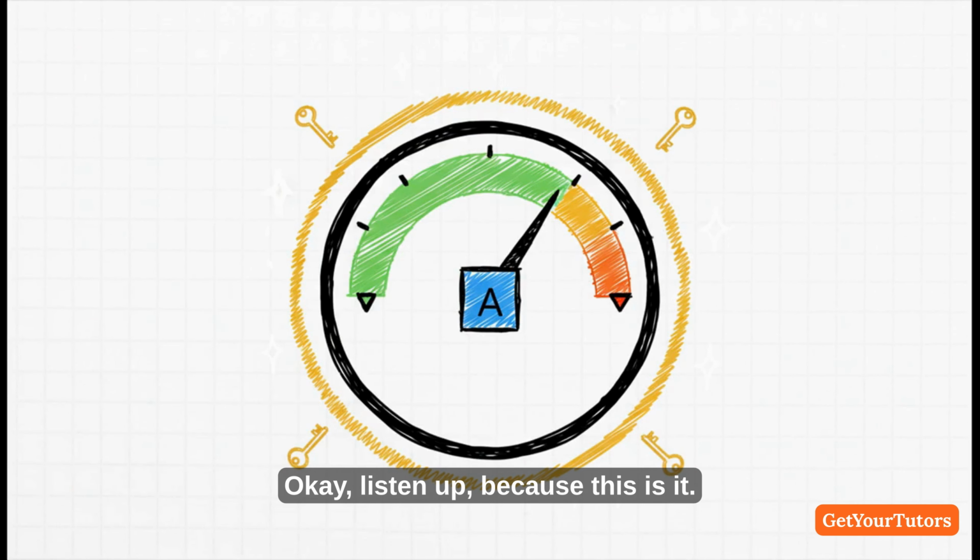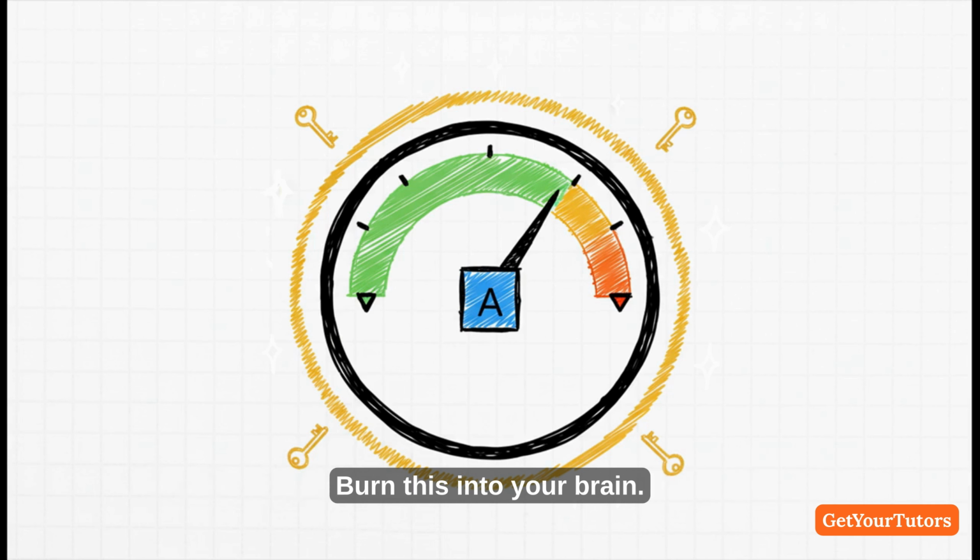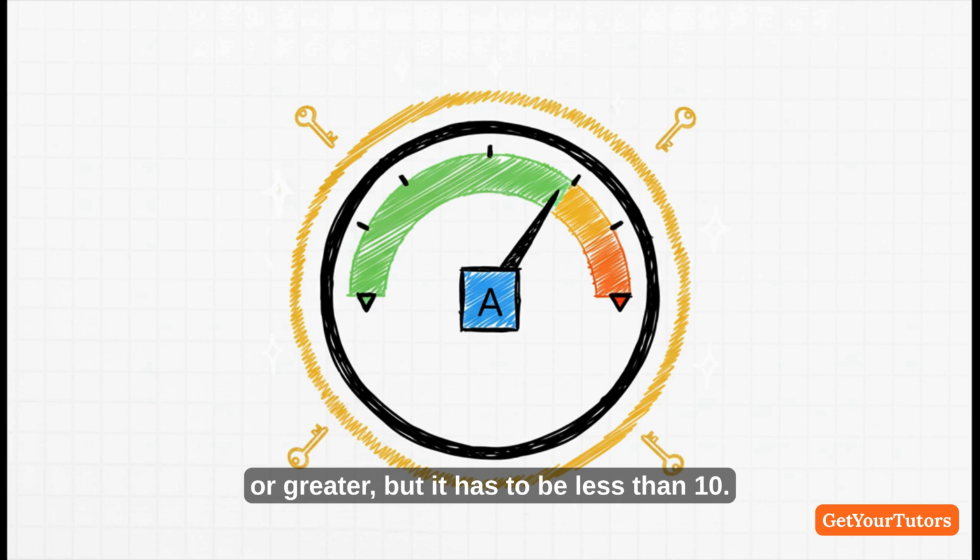Okay, listen up, because this is it. This is the single most important part of the whole thing. Burn this into your brain. The number a absolutely must be 1 or greater, but it has to be less than 10. It can't be 10. It's not a suggestion, it's the law of standard form. Get this, and you've got the core idea down.